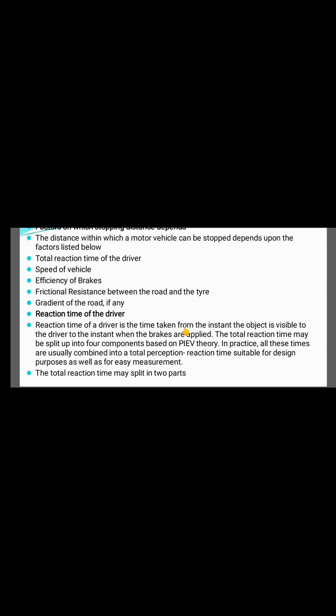In gradient we have two possibilities. One is an upward gradient, one more is a downward gradient. In an upward gradient, obviously the speed of the vehicle will be less, then you need a lesser distance to stop the vehicle. But if you are going on a downward gradient, your vehicle will be at a higher speed, so obviously it takes more distance to stop the vehicle. That will also come into the picture. We will study one by one briefly here.